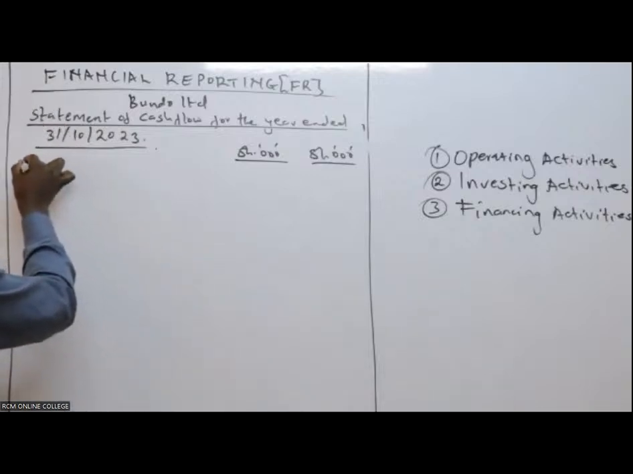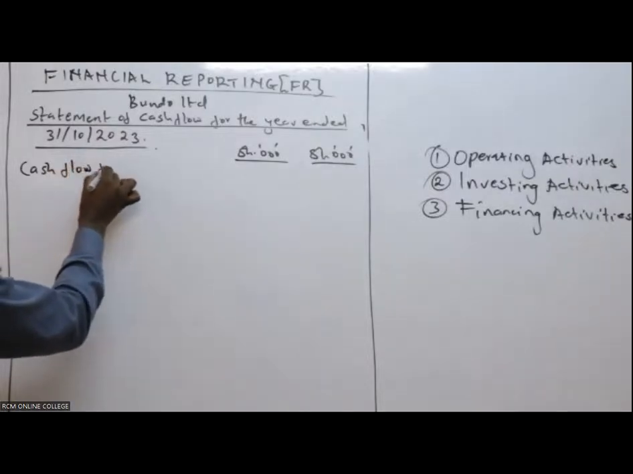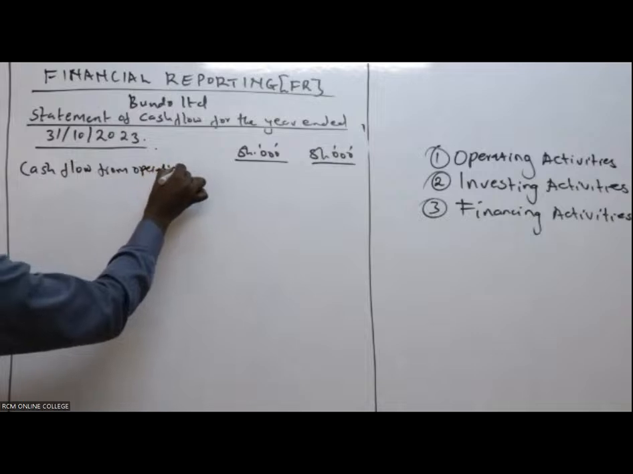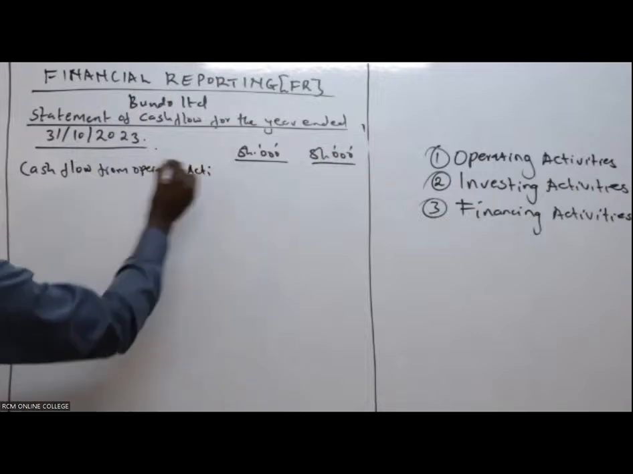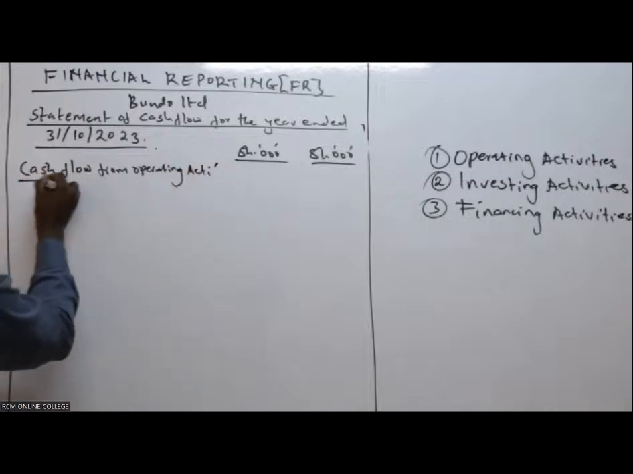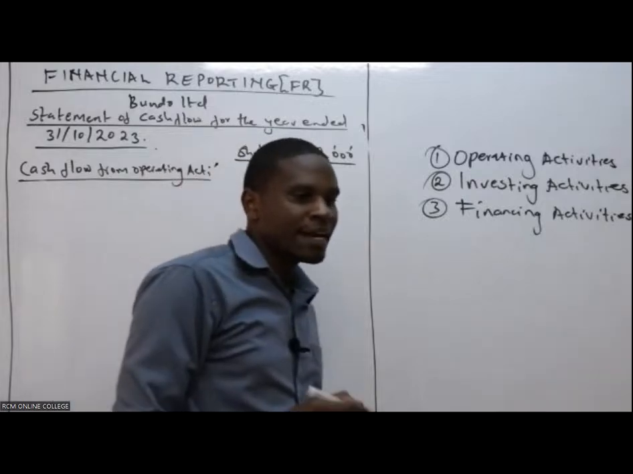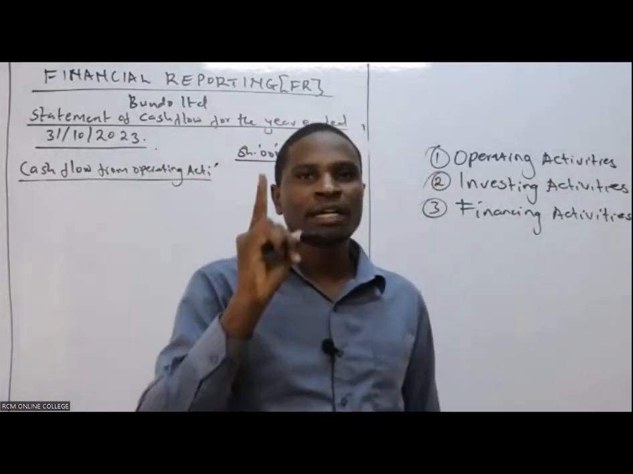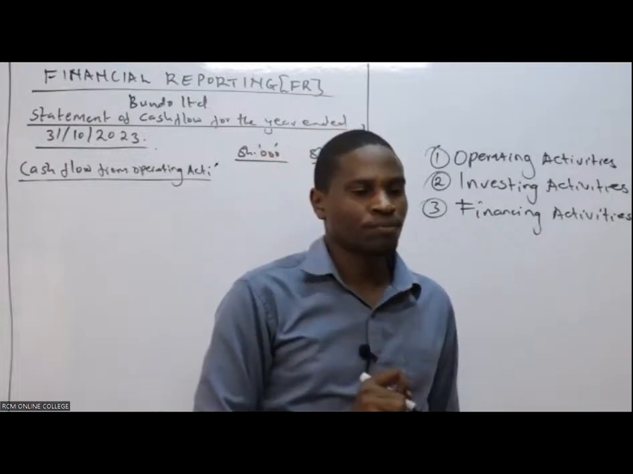Now we shall start with the cash flow from operating activities. Allow me to leave it at that point. Cash flow from operating activities. Am I using the direct method or the indirect method? I'm using the indirect method. Can somebody tell me the first item that I should think of?